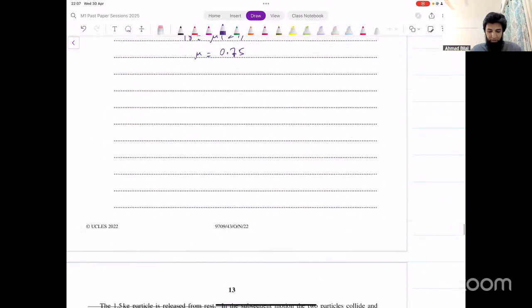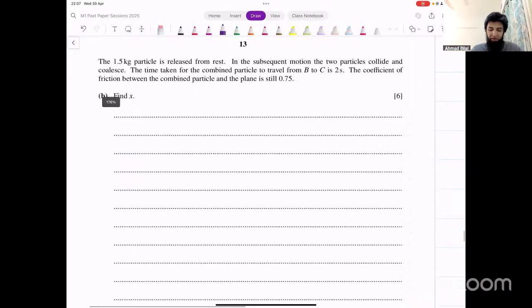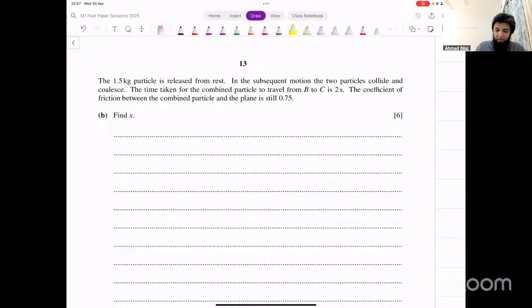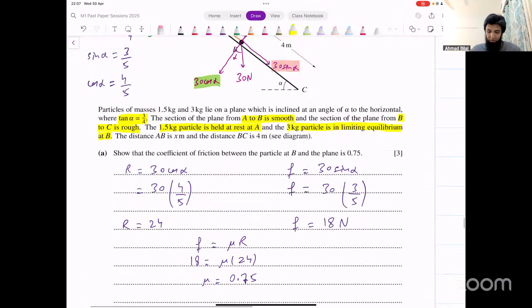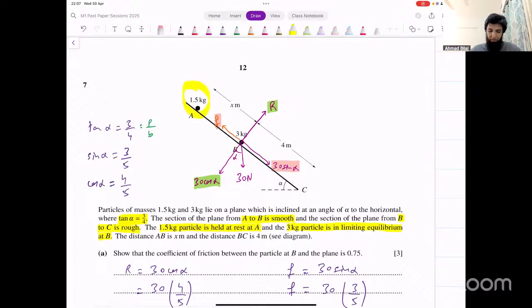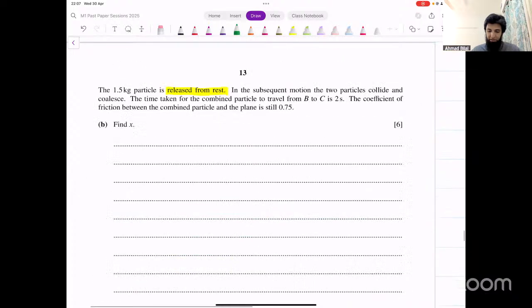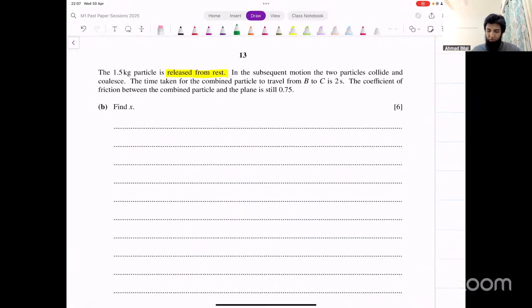Now, the next part says the 1.5 kg particle is released from rest. The 1.5 kg particle is released from rest. Okay. That's this particle. A to B part is smooth. That is released from rest. In the subsequent motion, the two particles collide and coalesce. The time taken for the combined particle to travel from B to C is 2 seconds. The coefficient of friction between the combined particle and the plane is still 0.75. Find the value for X.